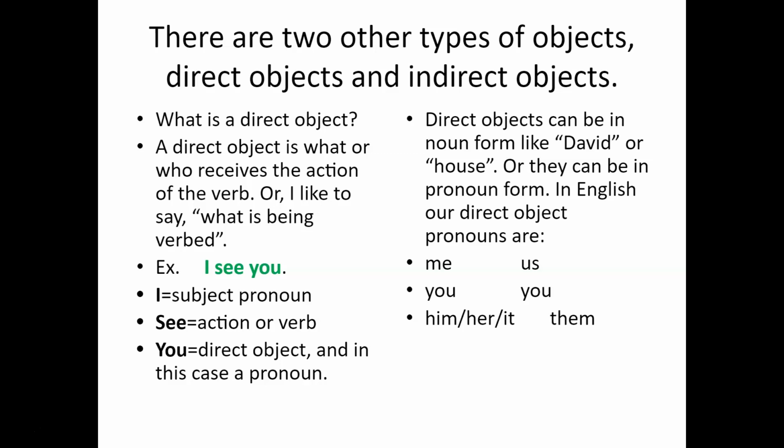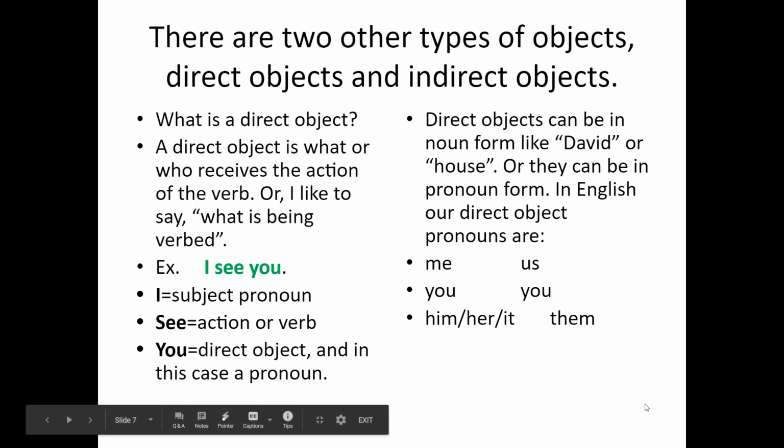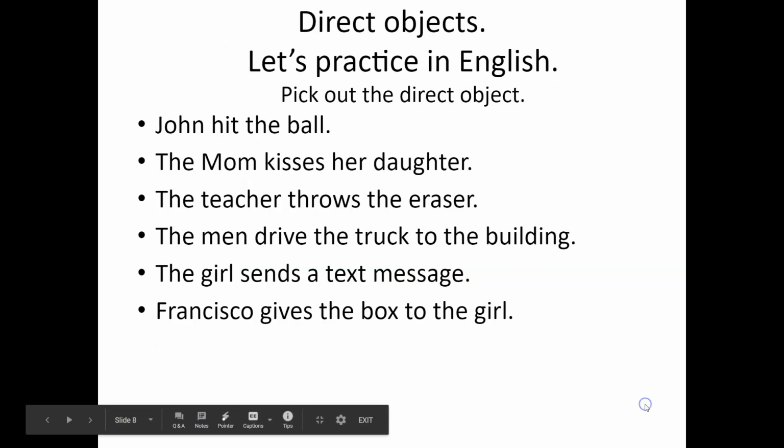So example, I see you. I is the subject, see is the action, and you'd say, who's being seen? Oh, you. So you is the direct object. In this case, it's a pronoun. So direct objects can be in noun form, like David or house, or they can be in pronoun form. In English, our direct object pronouns are me, you, him, her, it, us, you, them.